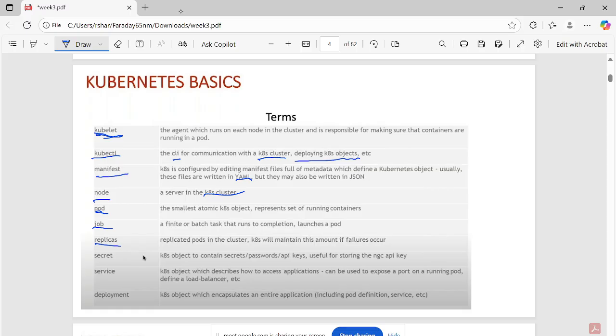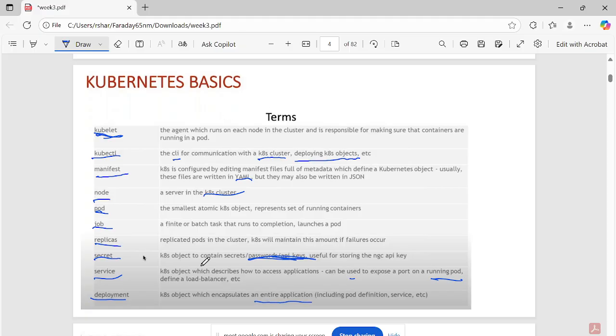And next is secret. A K8s object to contain secrets, passwords, API keys, useful for storing the NGC API key. Next is services. K8s objects which describe how to access applications; they can be used to expose a port on a running pod, define a load balancer, etc. Deployment: a K8s object which encapsulates an entire application.